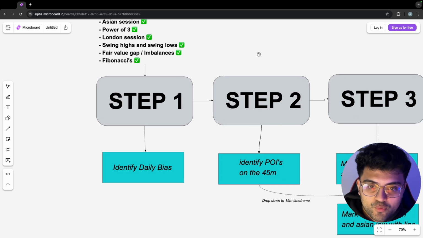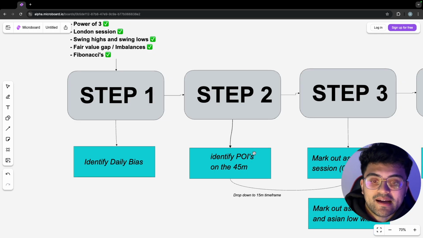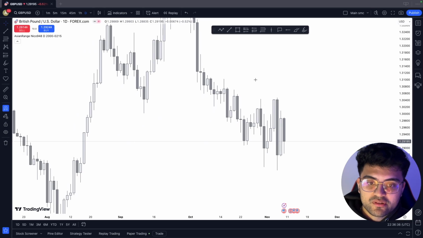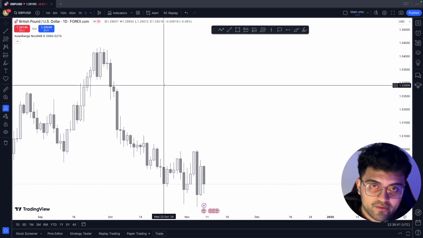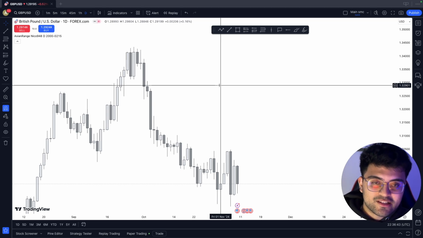So knowing that, we can move on to step 2, and that is to identify our POIs, or points of interest. Now, points of interest are basically things like supply zones, demand zones, and fair value gaps. Now, this is going to be an extremely long video if I go through each one of them and all the little minor details about each one of them. So I'm guessing that you already have some sort of understanding about these things.